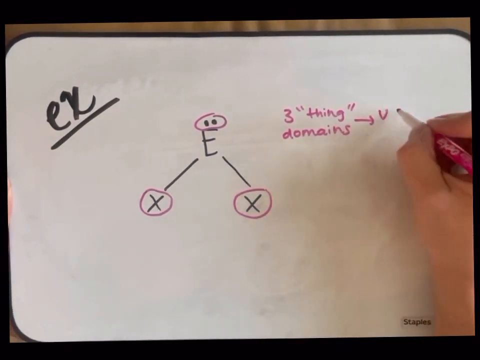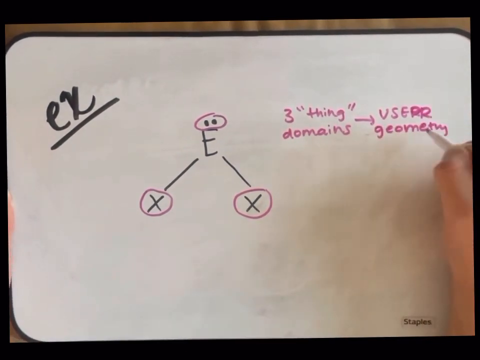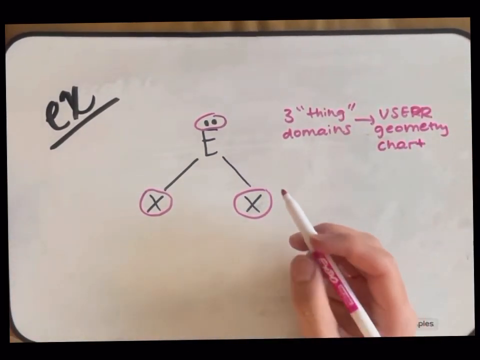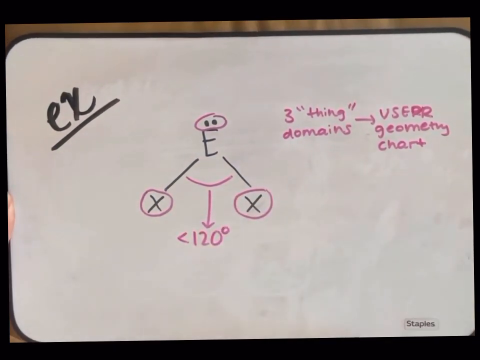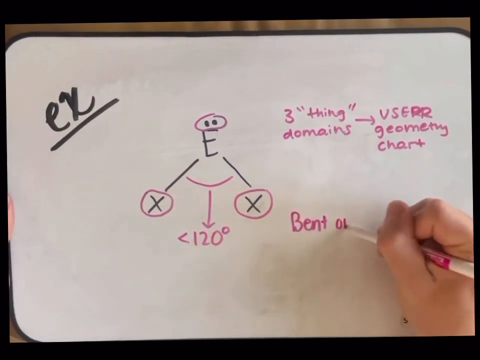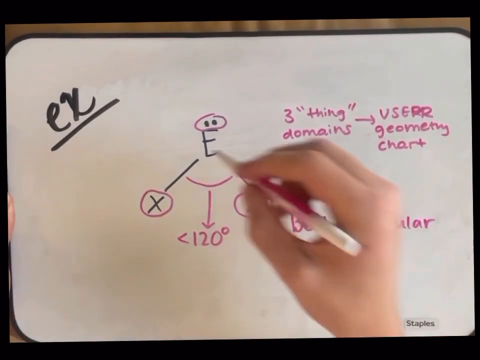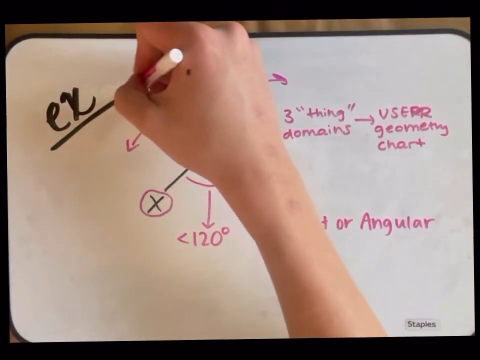And if you look at your VSEPR geometry chart, you're going to see a category for 3 electron domains, and it's going to tell us our bond degree. As you can see, this is less than 120 degrees, and it's going to symbolize a bent or angular shape. As you can see, it's kind of bent. It's not a straight line.